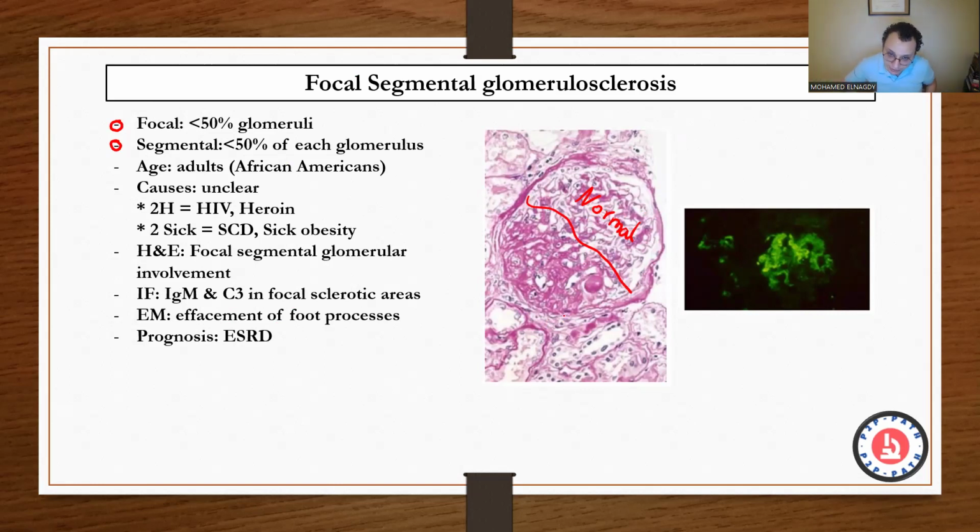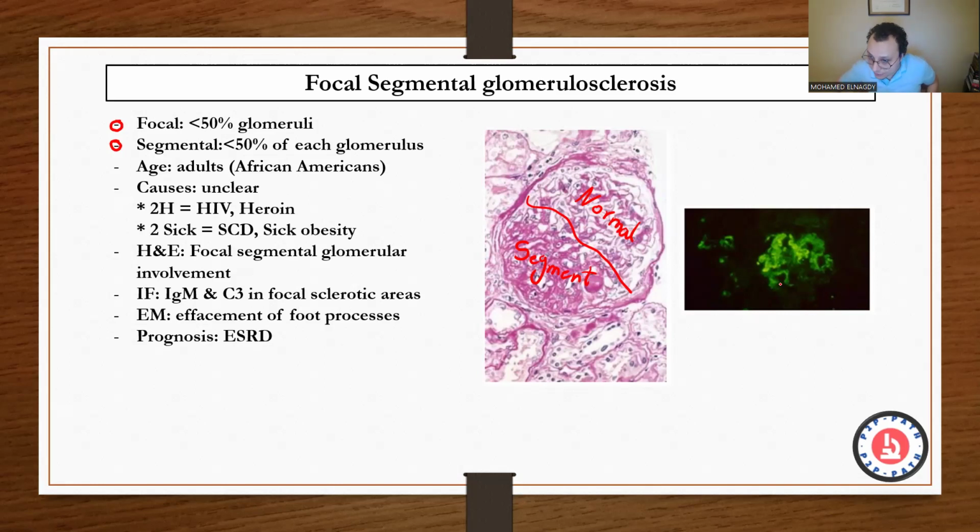That's how a normal glomerulus looks like. But see, this is the area of abnormality. So you have a focal affection or segmental affection of each glomerulus. So that's the affected segment of the glomerulus. So we call it segmental. So you have a half glomerulus with a pathology.